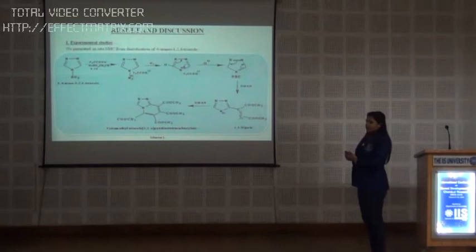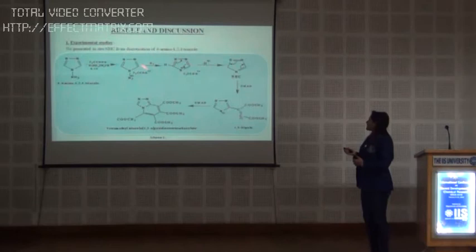Experimentally, we generated in situ NHC from diazotization of 4-amino-1,2,4-triazole. We took the triazole and reacted it with sodium nitrite and trifluoroacetic acid, and acetonitrile was used as a solvent. We maintained the temperature at 0 to 5 degrees centigrade and diazotization took place, and we got this diazonium salt.